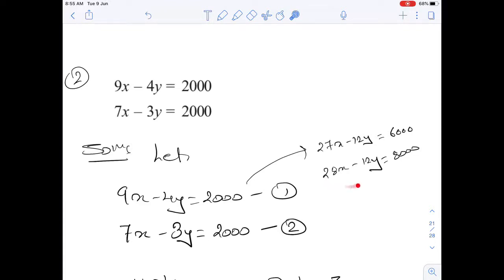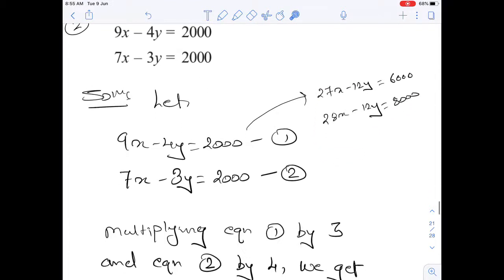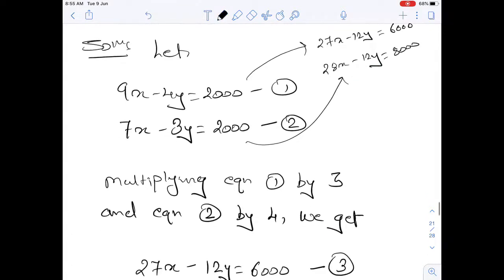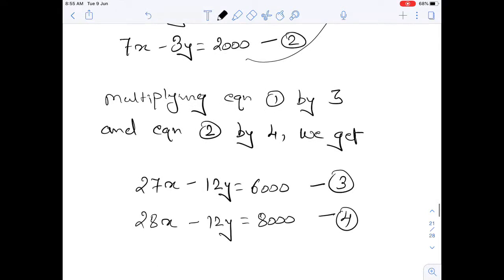Now we have two new equations over here. So let us see further. What we have done is multiply equation 1 by 3, so you will get this one, and equation 2 by 4, so you will get this one. I have written that 2 over here. Now we have two new equations, that is 27x minus 12y equals 6000 and 28x minus 12y equals 8000. This is our equation number 3, equation number 4. Now we are going to deal with these two equations only.